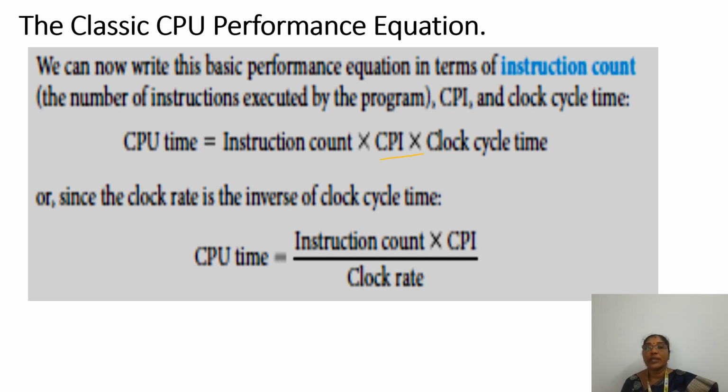So this totally you are going to consider for the CPU time, and we already know that clock cycle time is inverse to the clock rate, and hence this CPU time can be written as instruction count into CPI, and this clock cycle time we have represented by 1 by clock rate.